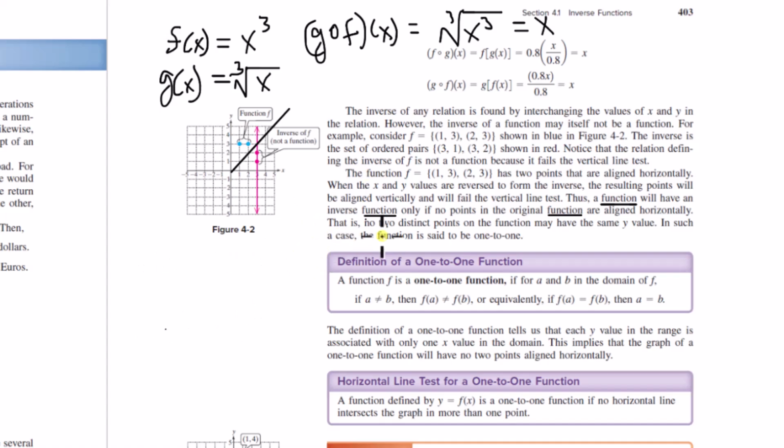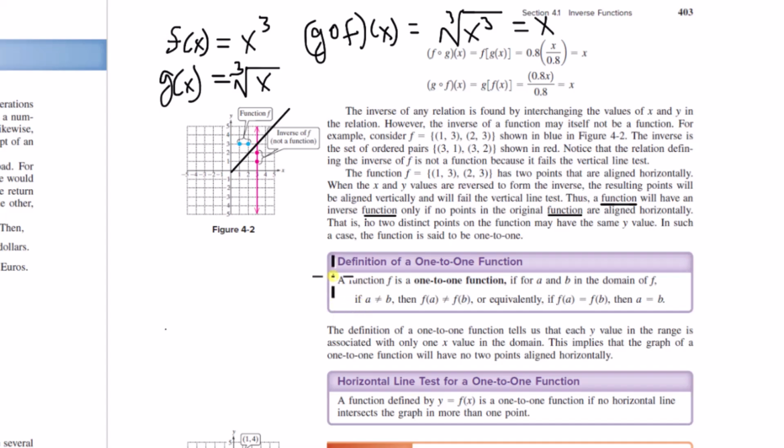So for a function to have an inverse, the function needs to be what they're calling here one-to-one. A function f is a one-to-one function if for a and b in the domain of f, if a is not equal to b, then f of a is not equal to f of b. Or equivalently, if f of a is equal to f of b, then a is equal to b. Let's read this slowly here. These are two inputs in the domain of f.